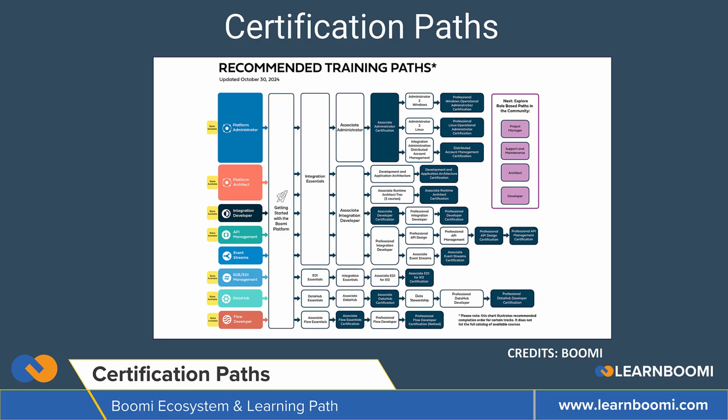Next is the professional level certification. This is your career booster level. Once you pass the associate level, you can move into the professional certifications. Depending on the chosen track, this includes, for integration developer, professional integration developer and professional developer certification. For API specialization, professional API design and professional API management. For event stream specialization, associate event stream certification, professional event stream certification.